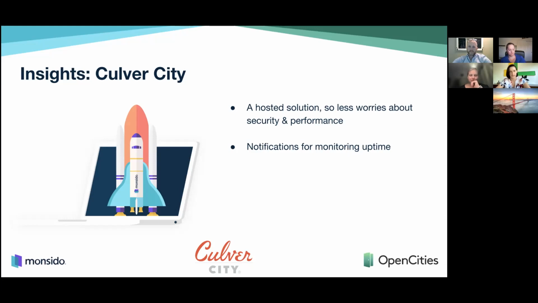Obviously, I love having my solution hosted because I don't have to worry about uptime. That's on them. No worries about security. They have to do the performance, the turns and load. I just make sure that the content I'm uploading, my image sizes, are optimized, things like that. So I do what I can, but it's all kind of on Open Cities, which is nice, or if it's on your provider, it's really nice to see that.